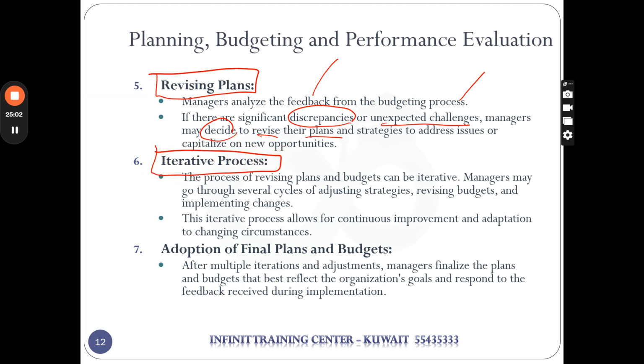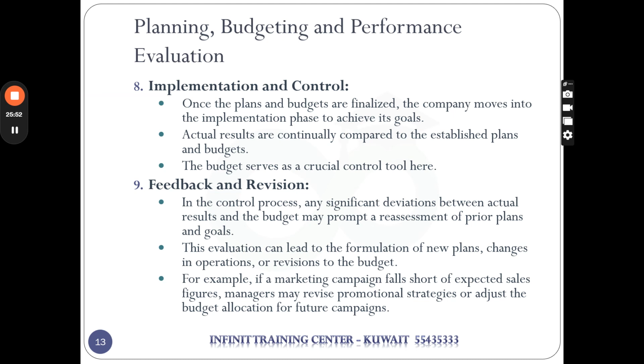Now again they will change the plan. Based on that, the lower-level managers will make the budget, and it will be put into a feedback mechanism, and the feedback comes from the information put in place everywhere. Again, there is some need of revising the plans. So this is going to be an iterative process, and it is going to happen multiple times. Finally, you will adopt your final plans and budgets after these multiple iterations. Once you adopt the final plan, then it is about implementation and control.